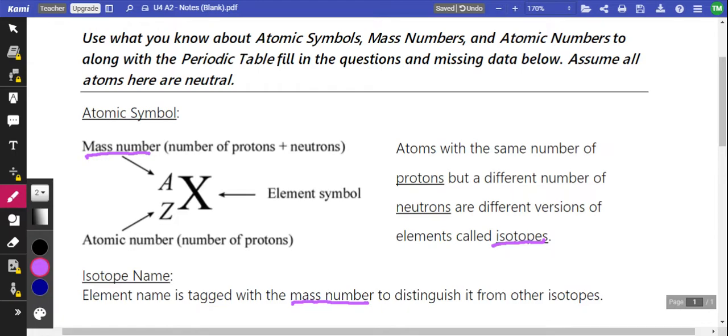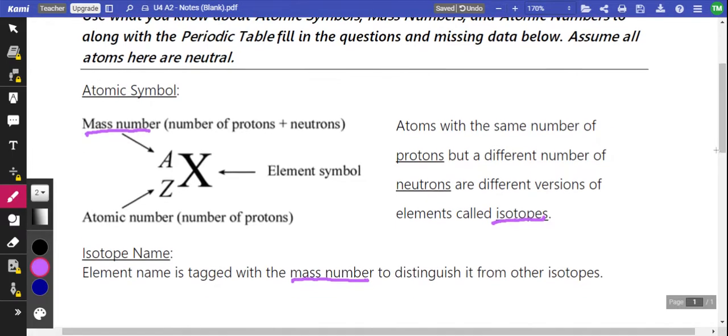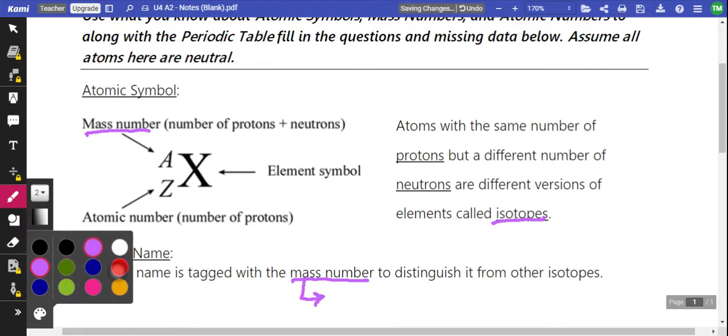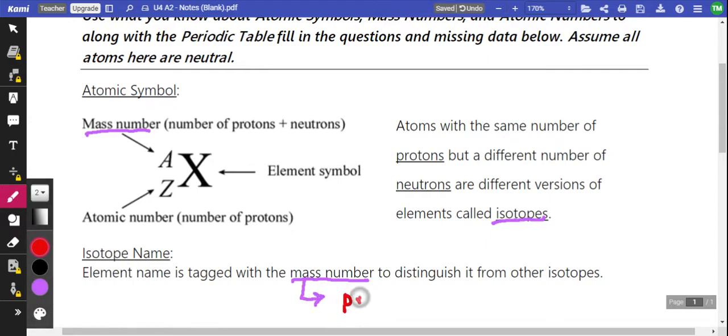So let's start with the isotope name because it's a little bit easier to understand. Okay, we basically just speak out the element and then do a little dash and add a number after it that tells us what that mass number is. Okay, and to be more specific, the mass number is the number of protons plus the number of neutrons. All right, that's also written up here.